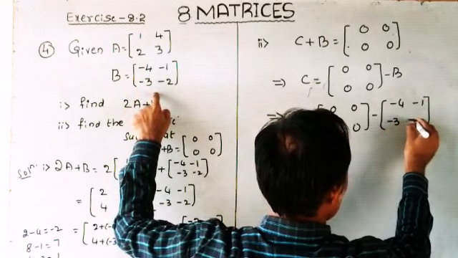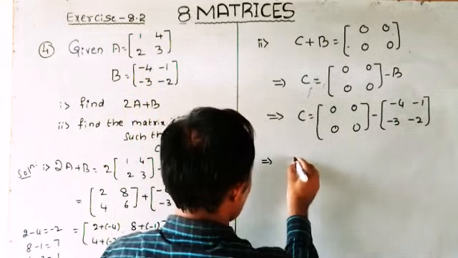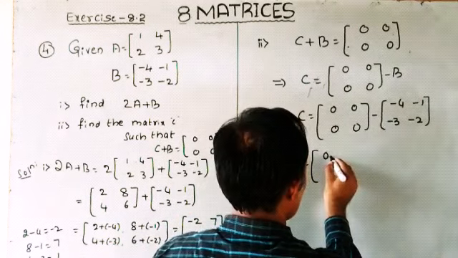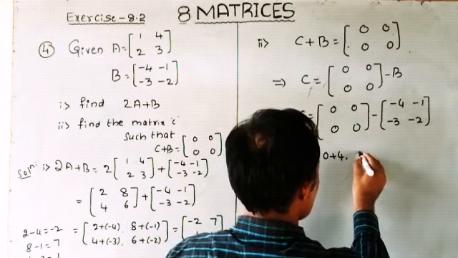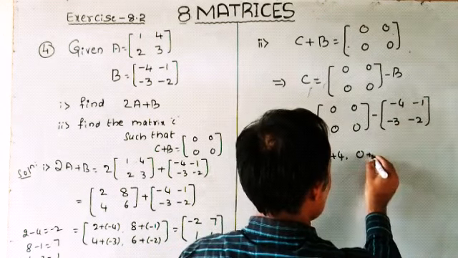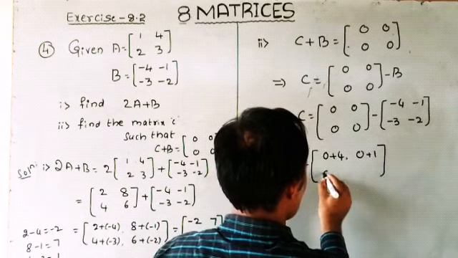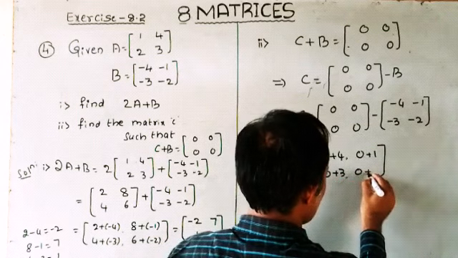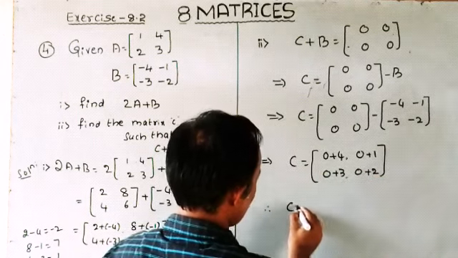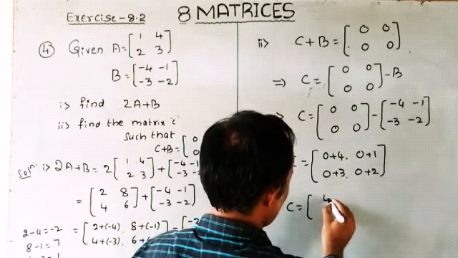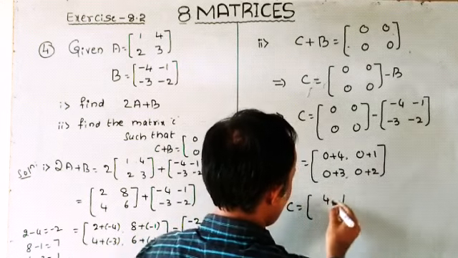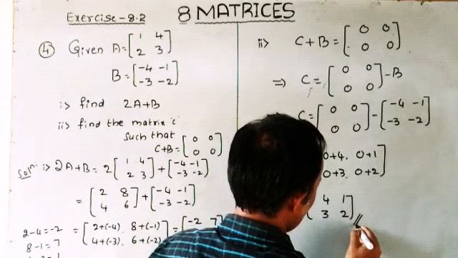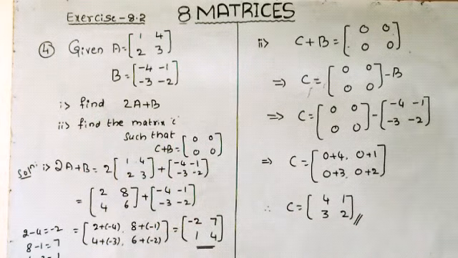3, minus 2. So which implies C is equal to 0, minus of minus, minus into minus, plus 4, corresponding elements, 0, minus of minus 1, plus 1, 0, minus of minus 3, plus 3, 0, minus of minus 2, plus 2. Therefore, the final answer: C is equal to 0 plus 4, 4, 0 plus 1, 1, 0 plus 3, 3, 0 plus 2, 2. So this is the matrix C. Okay, now?